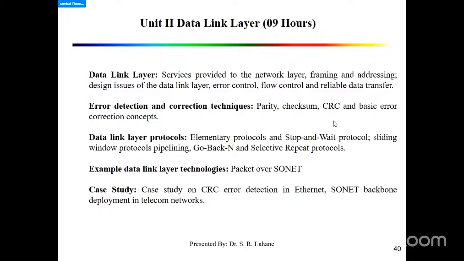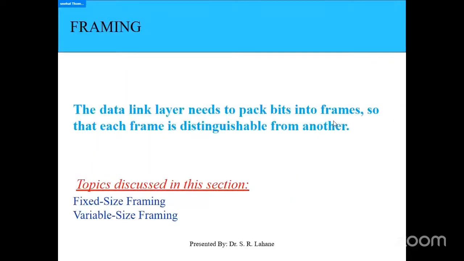So what is framing? Our data link layer deals with the complete data type, frames. So everything is about framing. The data link layer needs to pack bits into frames so that each frame is distinguished from another. That is framing. There are 2 methods for framing: fixed size frame and variable size frame.